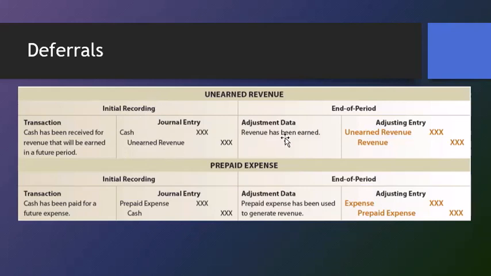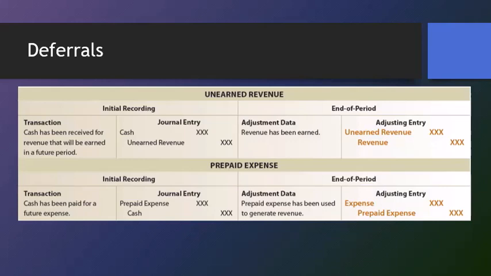Now, at the end of the period, we look back and say, well, what portion of the work have we done? Whatever portion of the work that we've done, we move out of unearned revenue by debiting the account. Remember, unearned revenue is a liability account. So when we debit it, that's going to decrease it. We move it out of unearned revenue and we move it into earned revenue because we have now earned that portion of the money. Okay.